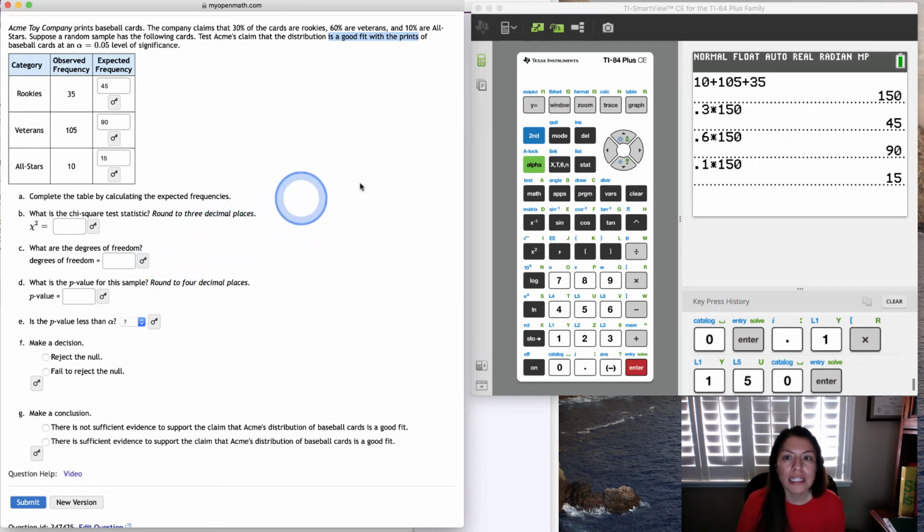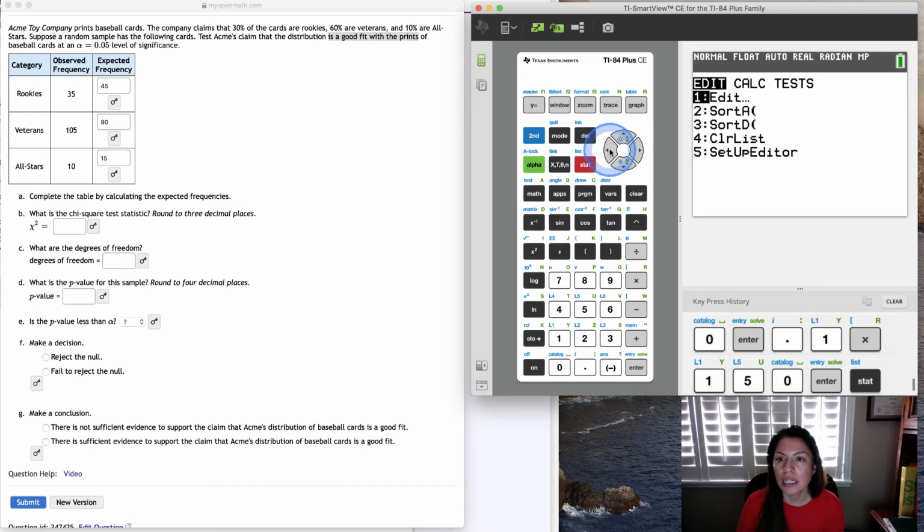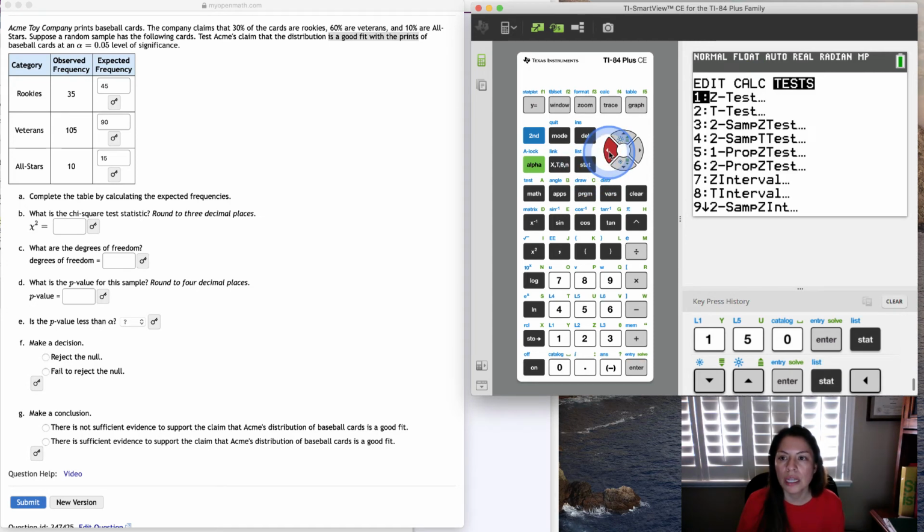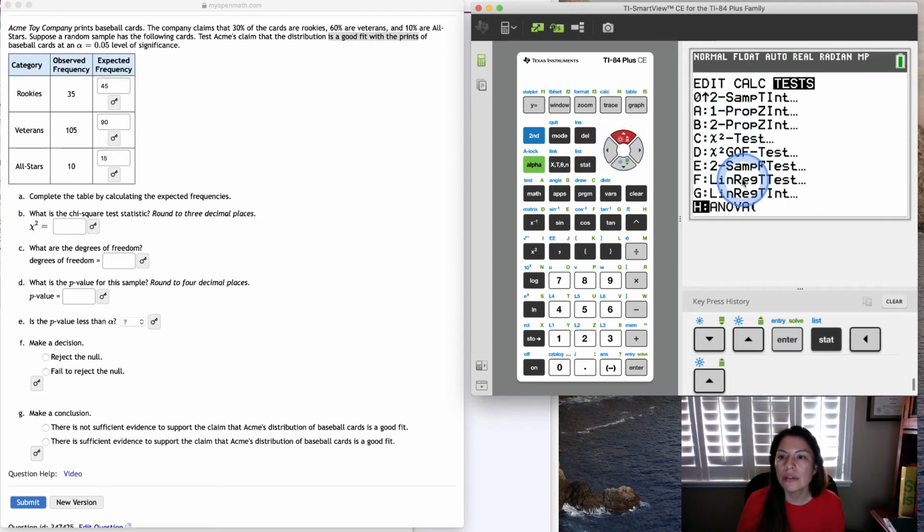All right, so to test this claim, we're going to go to statistics in our calculator and then go to edit. And you're going to put your observed values in list 1 and your expected values in list 2. If you haven't done that yet, go ahead and pause the video and enter those. Once you've done entering these, go to stat, then go to test, and go all the way down till you see the chi-squared GOF test, which is the goodness of fit test. So go ahead and select D.